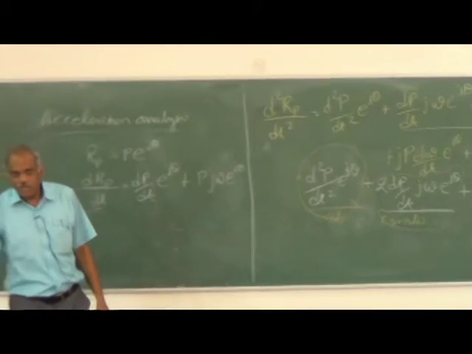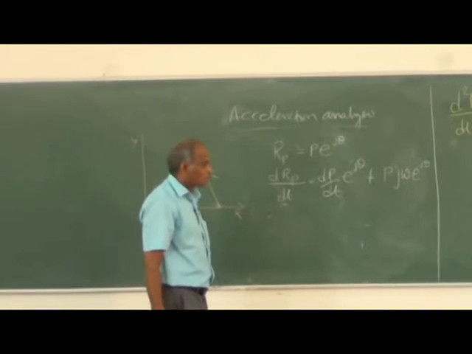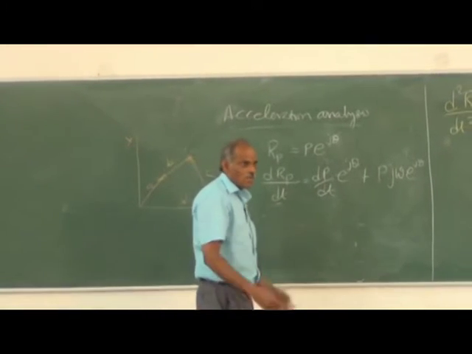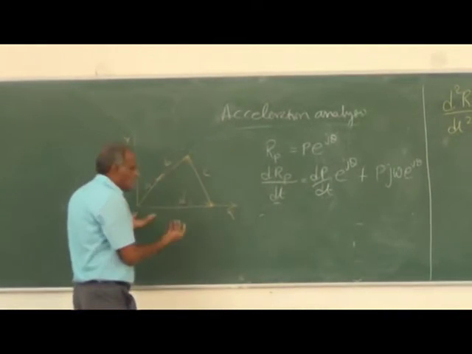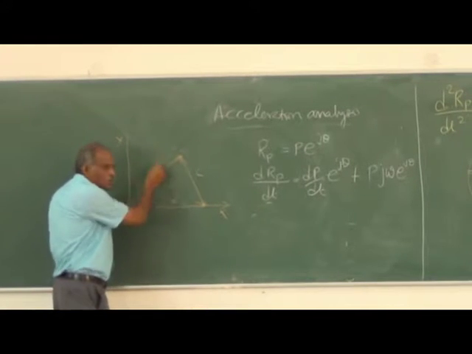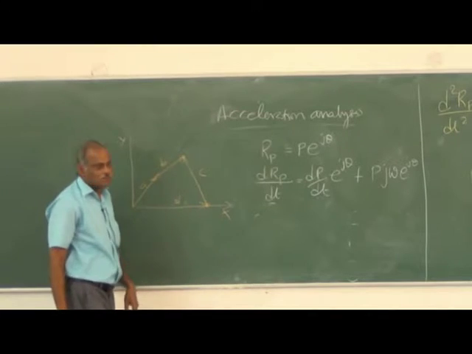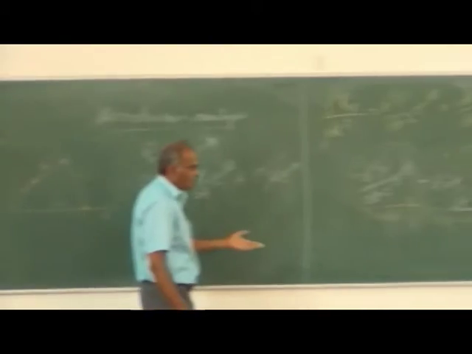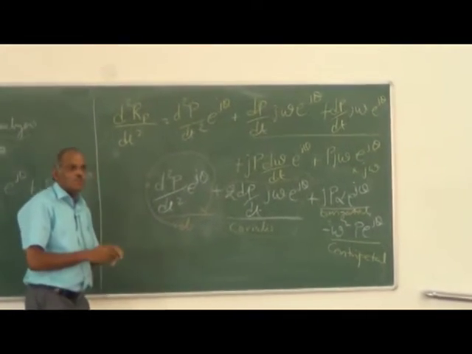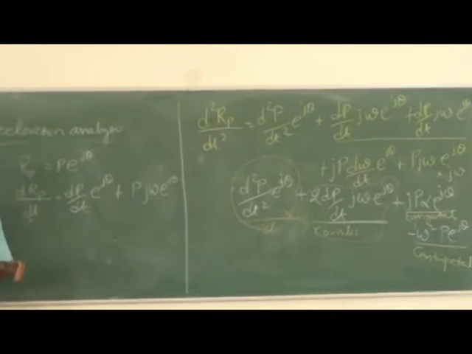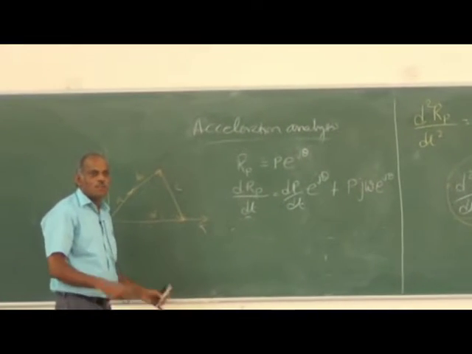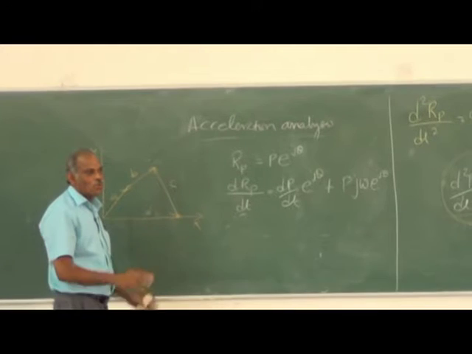So when you are doing the acceleration analysis for a 4-bar mechanism, we know that since there is no change in the magnitude of this position vector, the Coriolis component of acceleration and relative component of acceleration will not be applicable. It will be 0, so you don't have to take it.